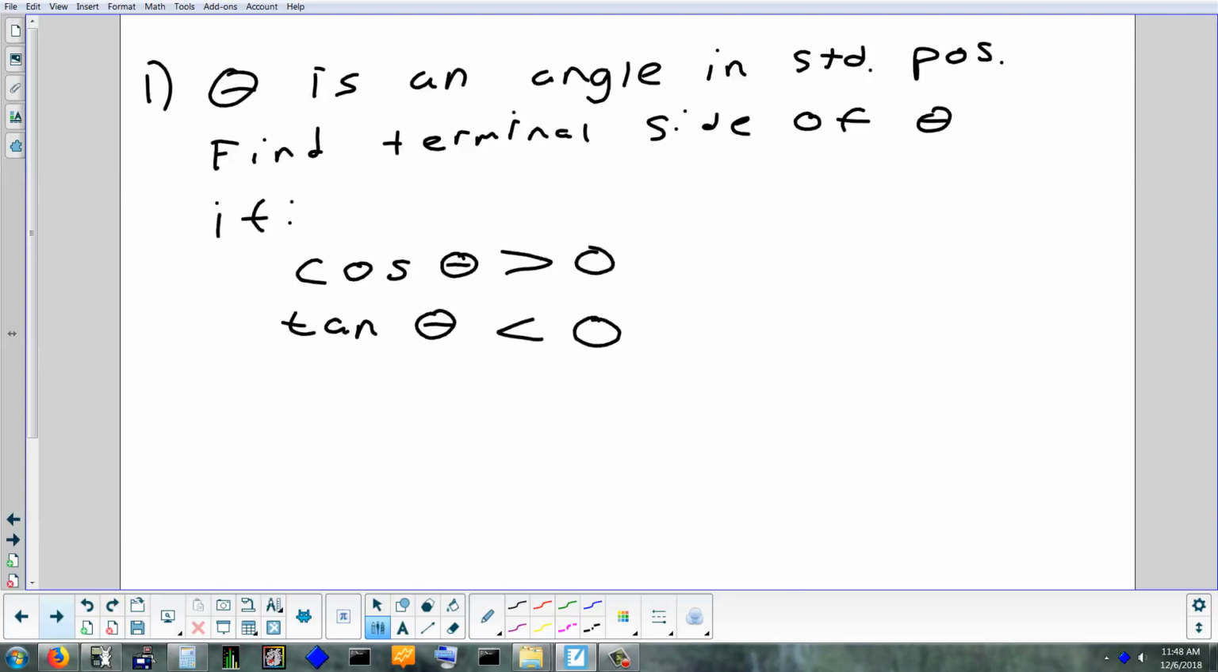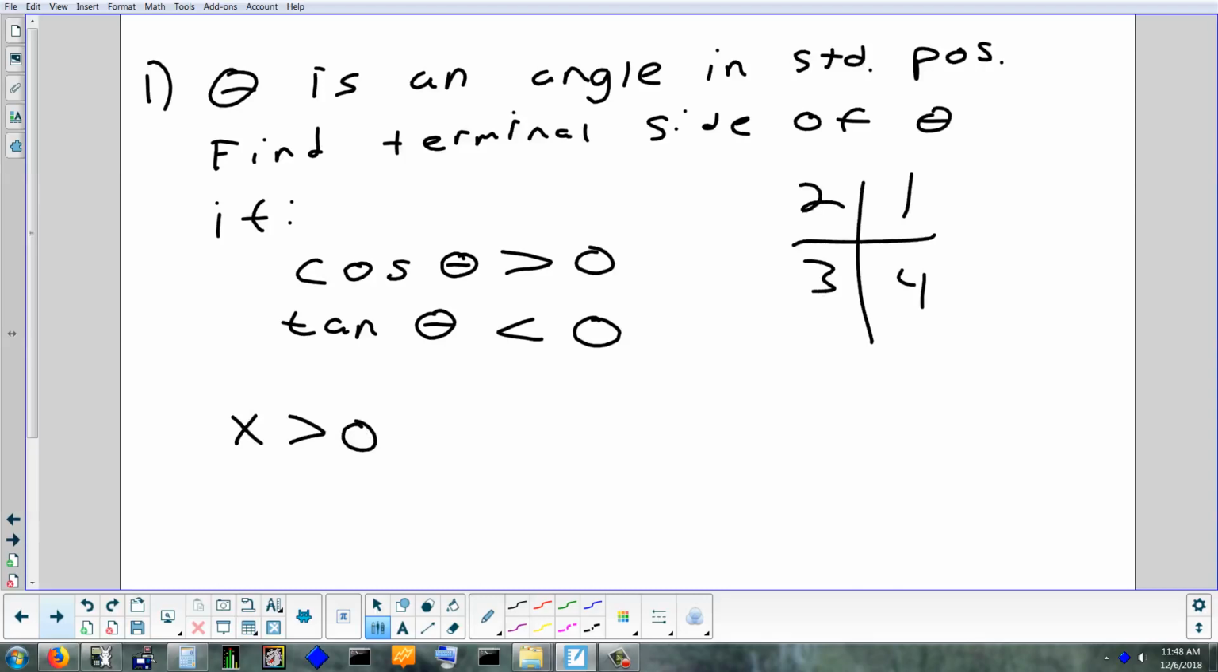So if we remember cosine, what is cosine again? What in the unit circle? X. It's x. So that tells you right there, if you think of this as a coordinate, the x value is greater than 0. That's not enough though. What quadrants have an x value that's greater than 0? 1 and 4. So we've narrowed down the answer to either 1 or 4.